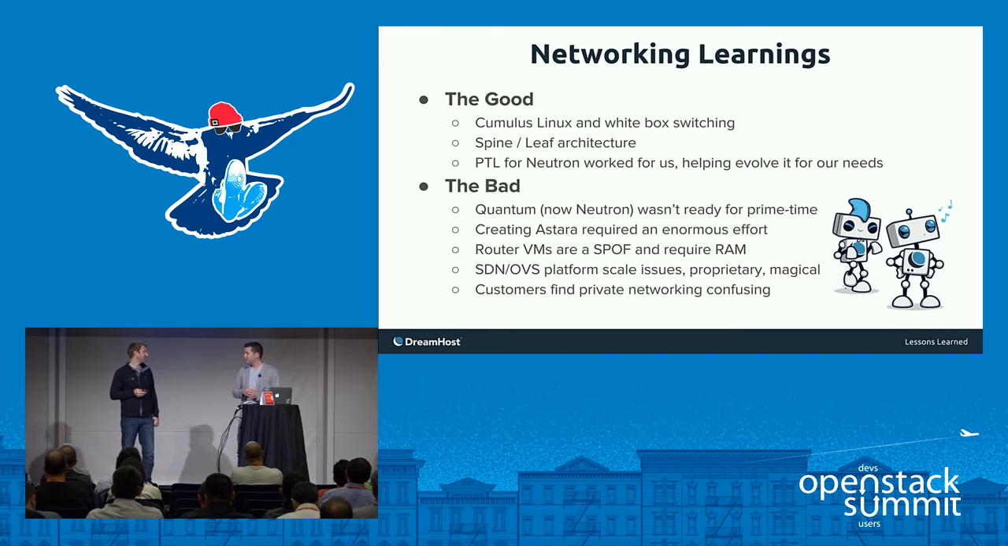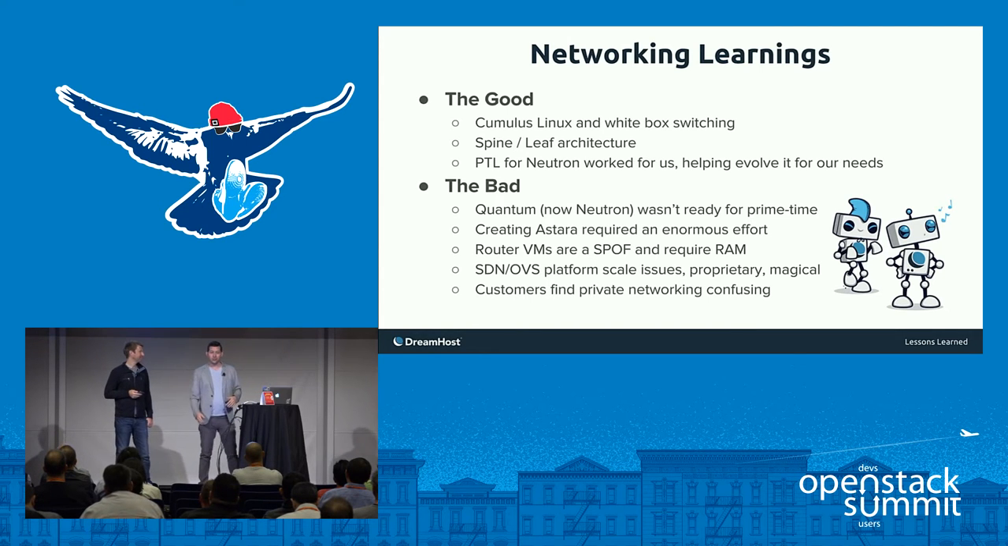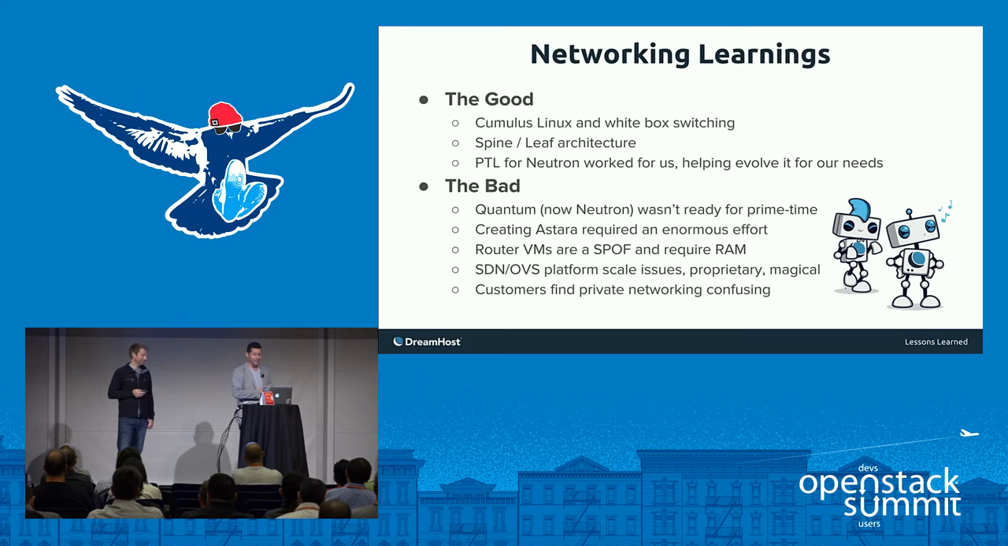Back then, everybody wanted to use NovaNet. Yeah, everybody was using NovaNet at the time. Quantum was scary. And there were people fighting about this, which was frustrating. Needless to say, Quantum, now Neutron, has made a huge amount of progress, and at this point, everybody's deploying it, things are working great, but this was not the world we lived in at the time.